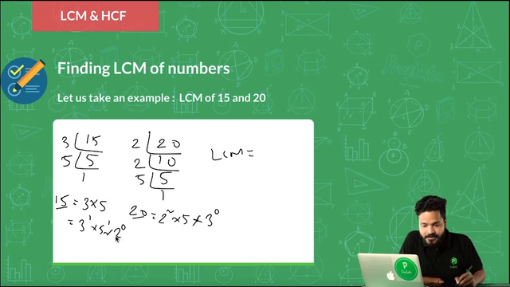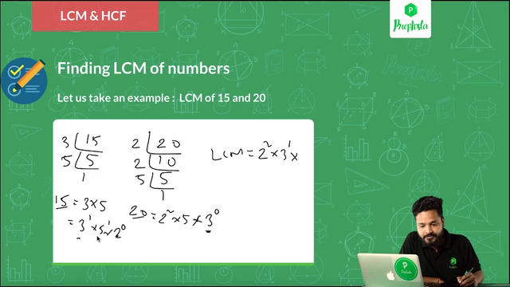So start with 2 now. What is the most number of times 2 is appearing? 2 is appearing 0 times in 15 and it's appearing 2 times in 20. So I'll take 2 square, the most number of times each prime factor is appearing. Now moving to 3. 3 is appearing 0 times for 20, but it is appearing 1 time in 15. So I'll take 1 time, which is the max.